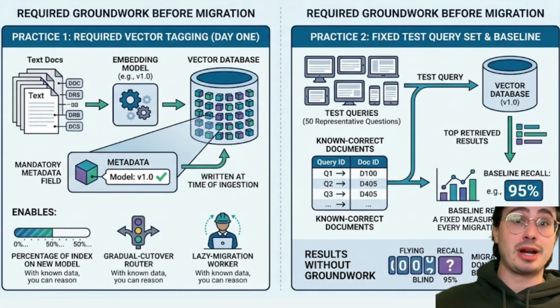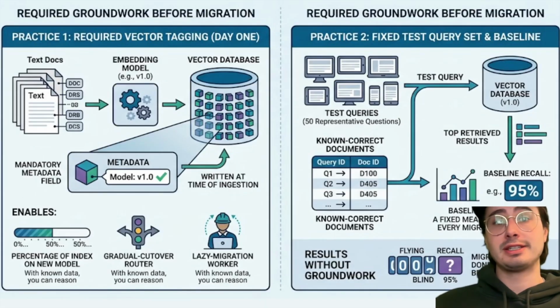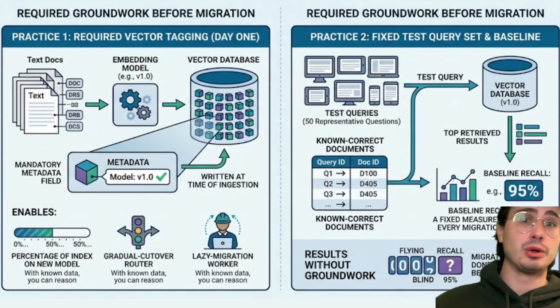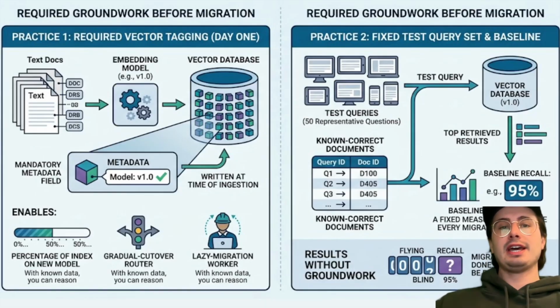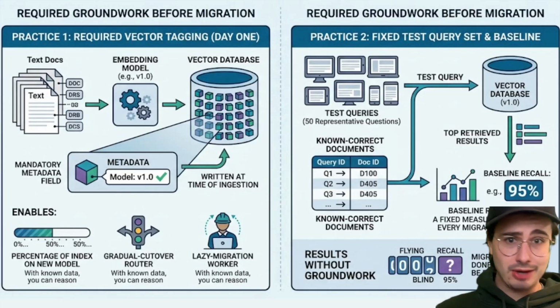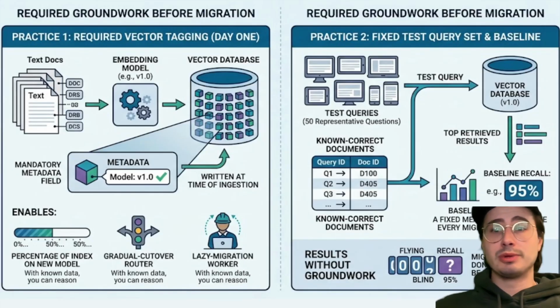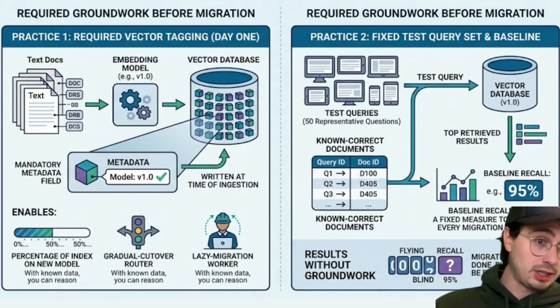And the second piece of groundwork worth knowing is having in place a fixed set of test queries paired with known correct documents, something like 50 representative questions and the document ID that should come back for each. And this becomes your baseline recall number, and it's what you can then measure every migration strategy against. If you skip this, later you can still migrate an embedding model, but you'll be doing it without the ability to prove whether it actually worked.